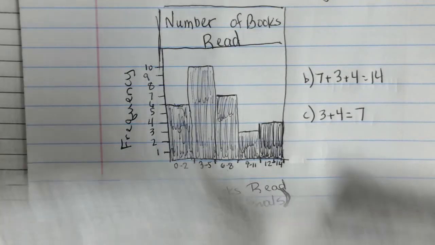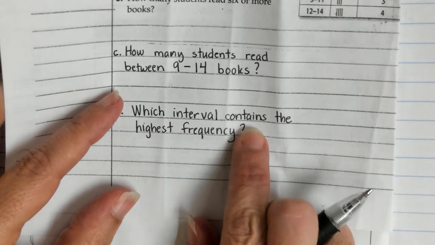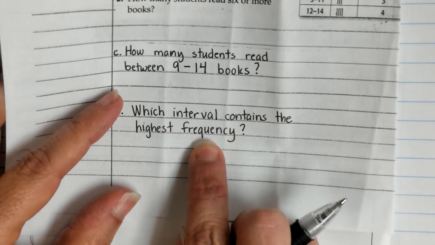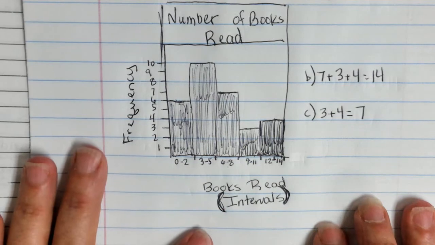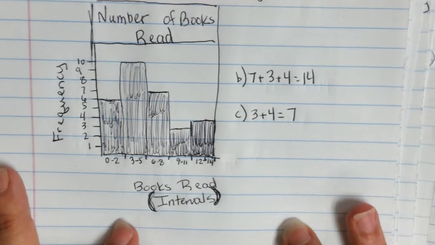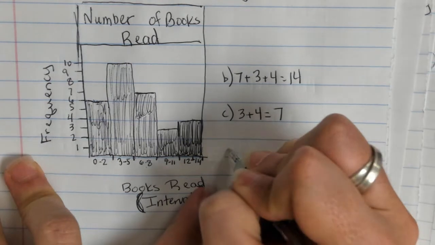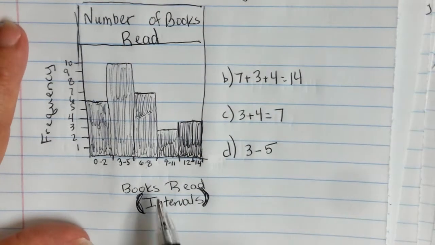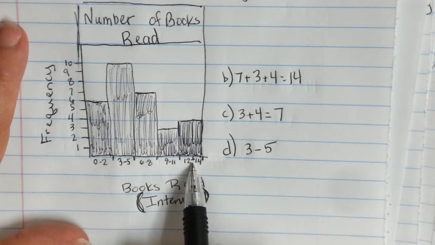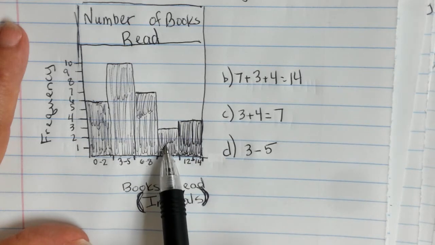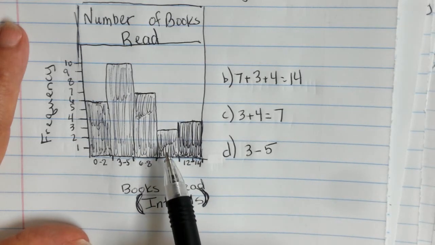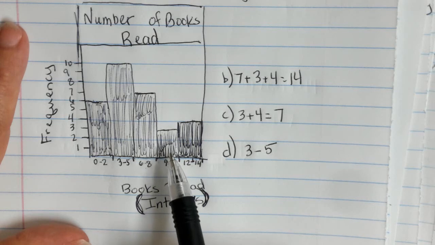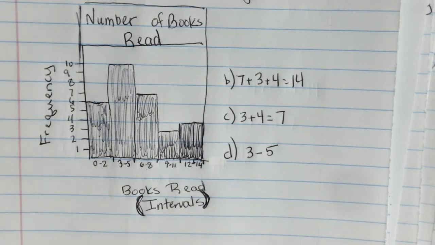Okay, letter D asks, which interval contains the highest frequency? The highest number. 3 to 5. And don't just say 3. Make sure you give me an interval. 3 to 5. When they want intervals, they want these things with the little dash mark. They could ask us the lowest. They could ask us a difference in 2. We would just subtract them, right? Okay. There's a lot to do with just reading these things.